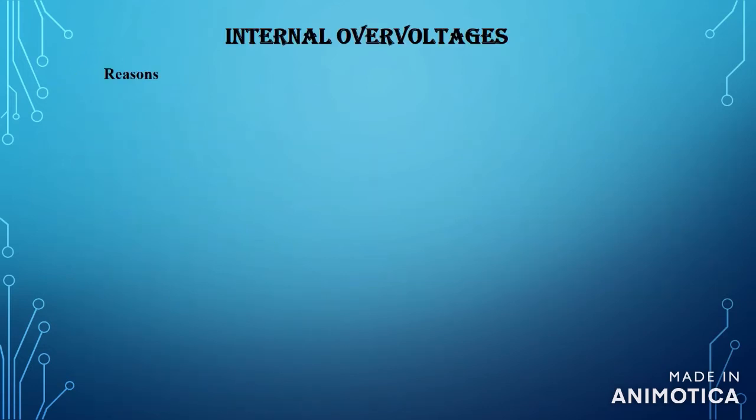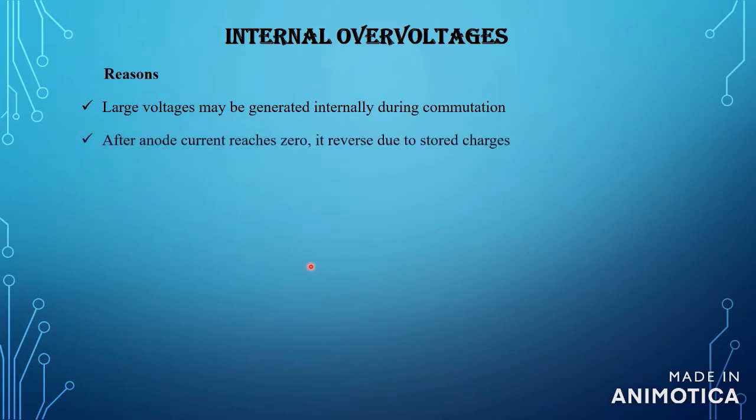So next we will discuss the internal over voltages, how these internal over voltages are occurring in the device. These internal over voltages mainly occur during commutation of the device. As we have already discussed in the commutation, when the anode current reaches a zero value, it starts increasing in the reverse direction. This is mainly due to the presence of stored charges.